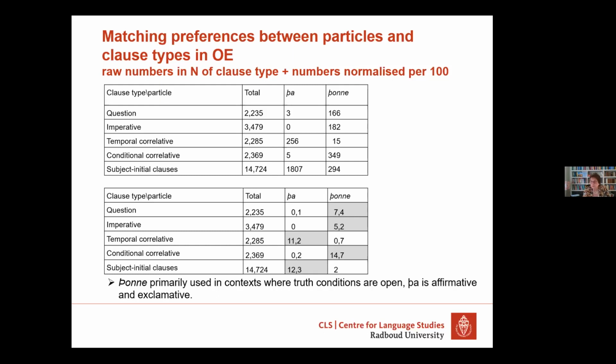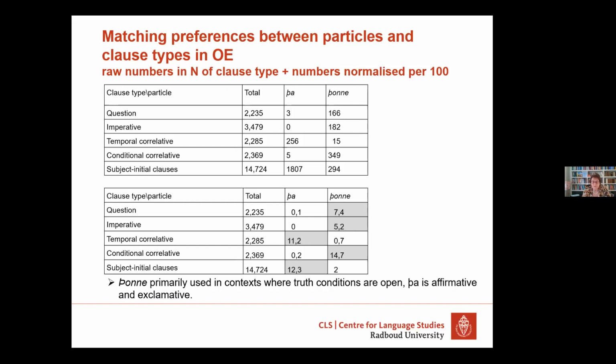So that indicates a fairly robust frequency. And what you see there is quite clear. What you see there is these shaded cells, and that is where the matching preferences between particles and clause types are expressed. And what you see is not completely, of course, never completely, something that indicates a more or less complementary distribution of the use of tha and thona across clause types.